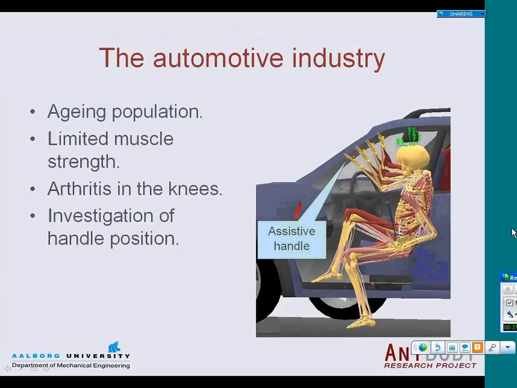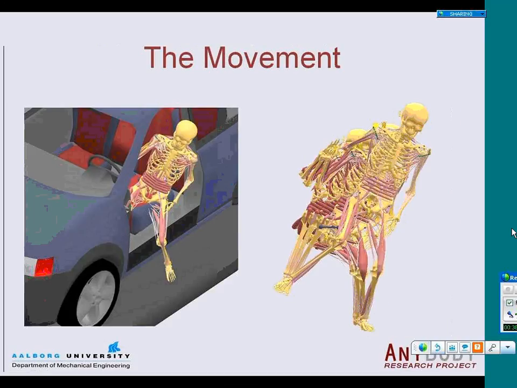So one of the things you can do to help people get in and out of vehicles is to place an assistive handle on the window frame. And this is what you see on the right-hand side here. And this assistive handle can be put at different positions on the window frame, and we simply want to figure out which one is best. Should we have the low position or the high position, or one of the two positions in between? You can think a little bit about that while I change to that.